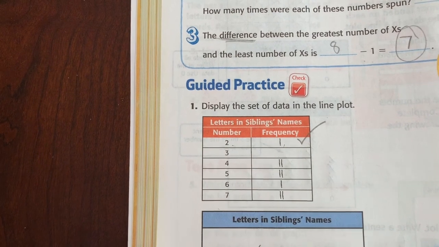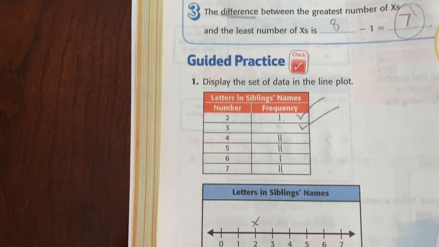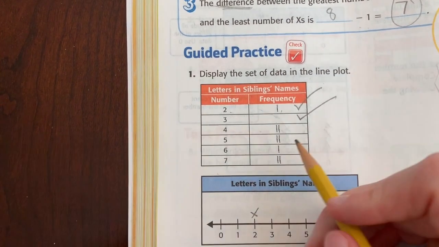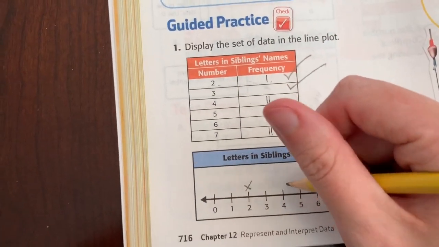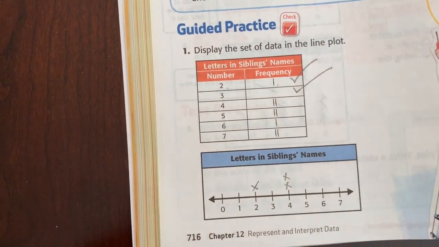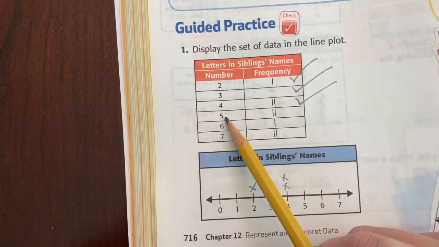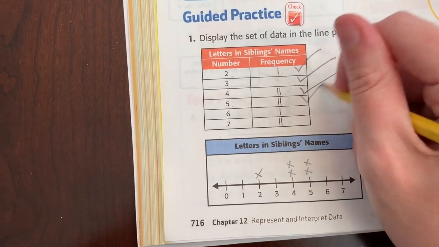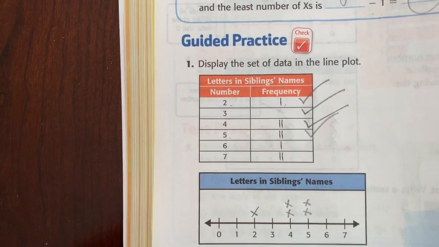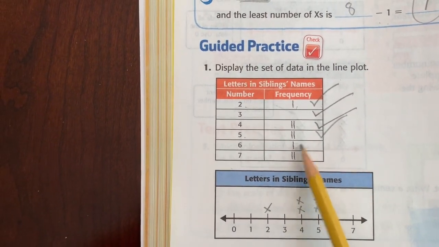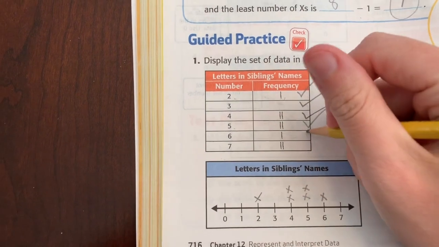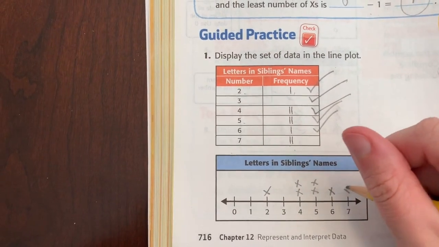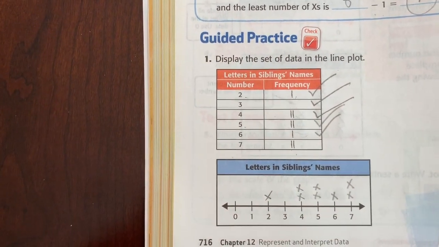How many for 3? 0, right? Do I have to make any X's? No, I don't. 4, how many times? 1, 2, there's 2 tally marks. So I make 1, 2 X's. Done with that. Number 5, how many tally marks? Again, 2 X's. Nice and organized is the way to do this, folks. 6, how many? Just 1. And 7 letters in a name. 1, 2. So 2 X's. There we go. We did it.